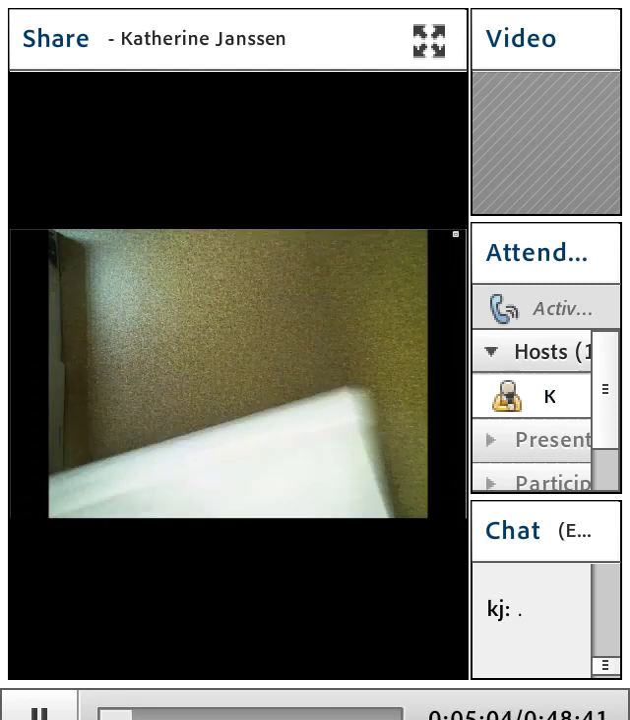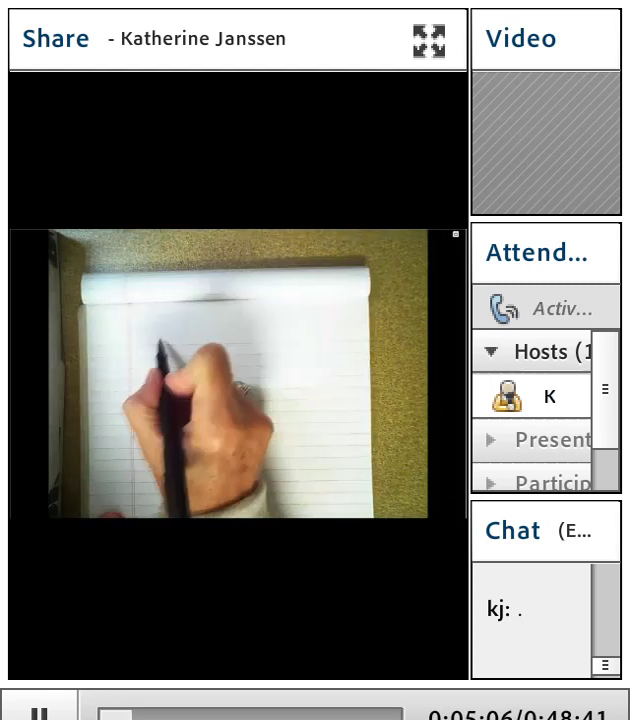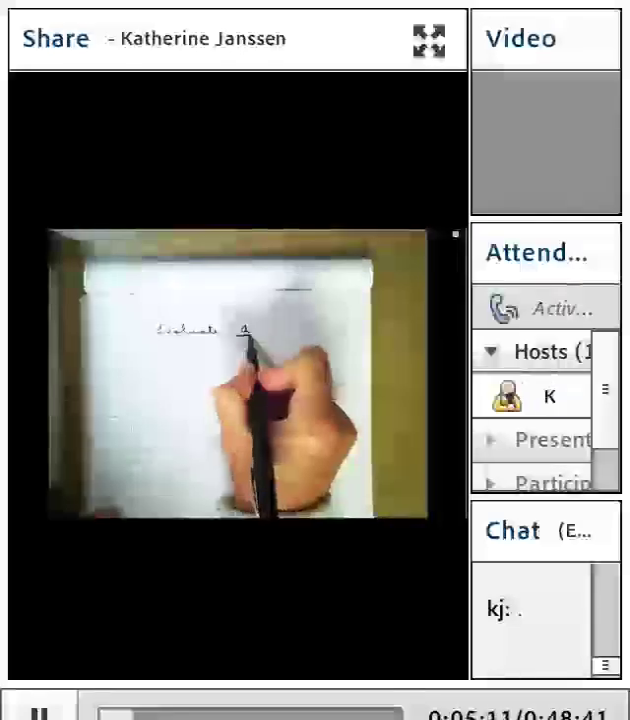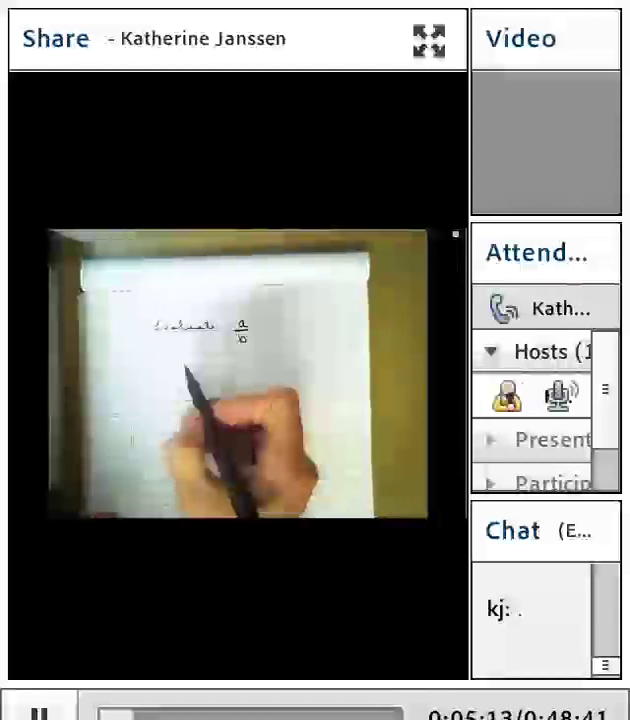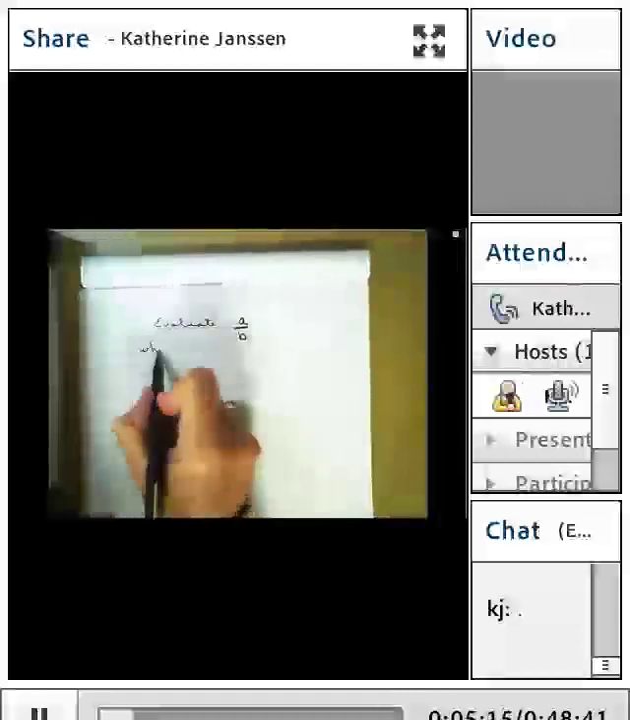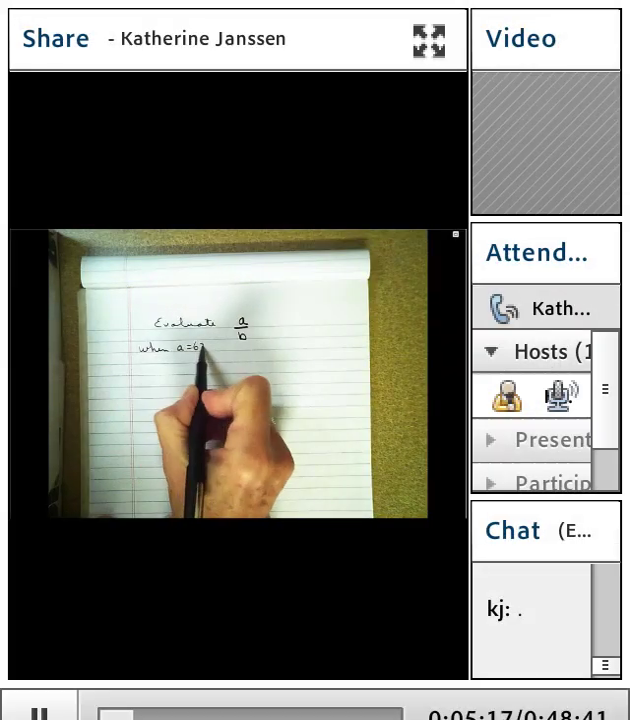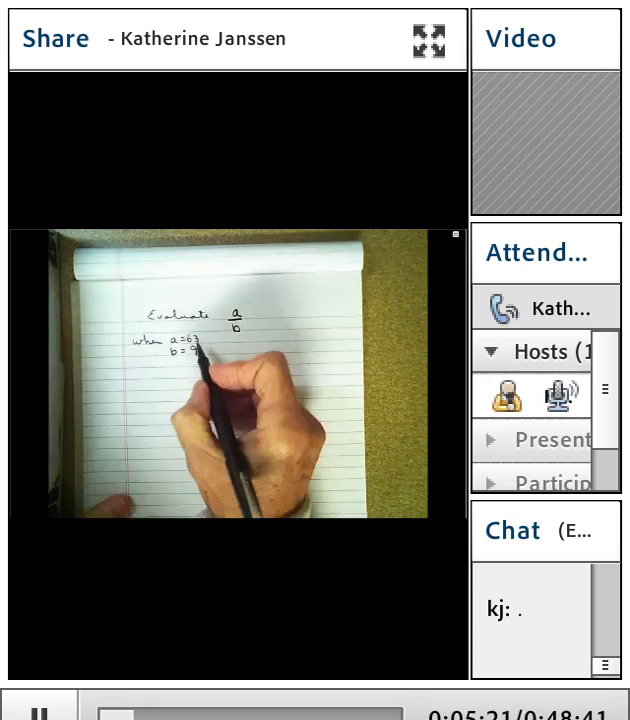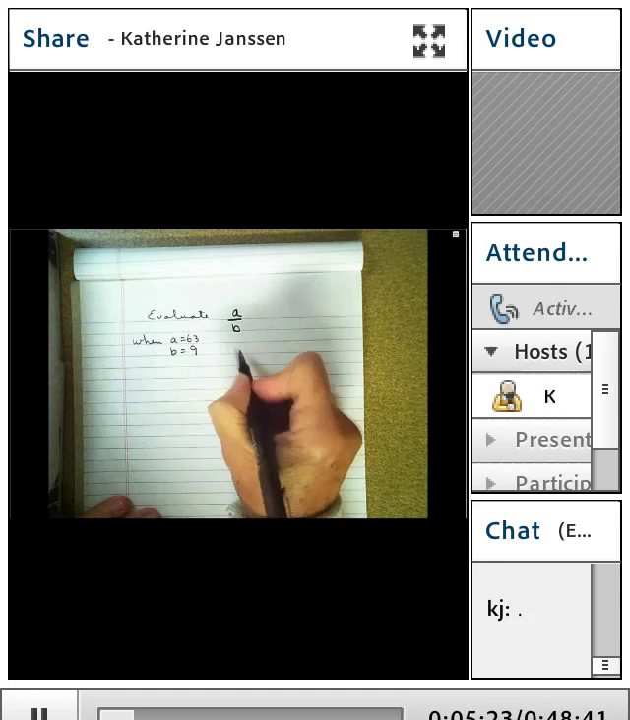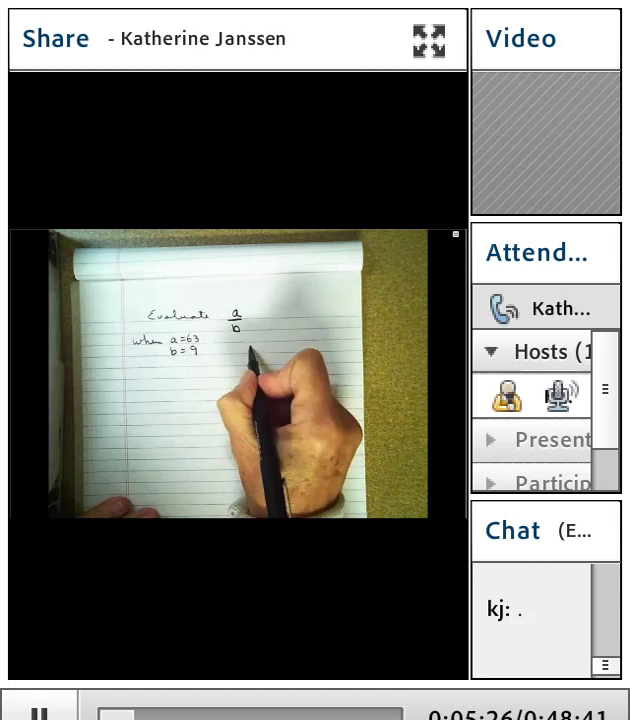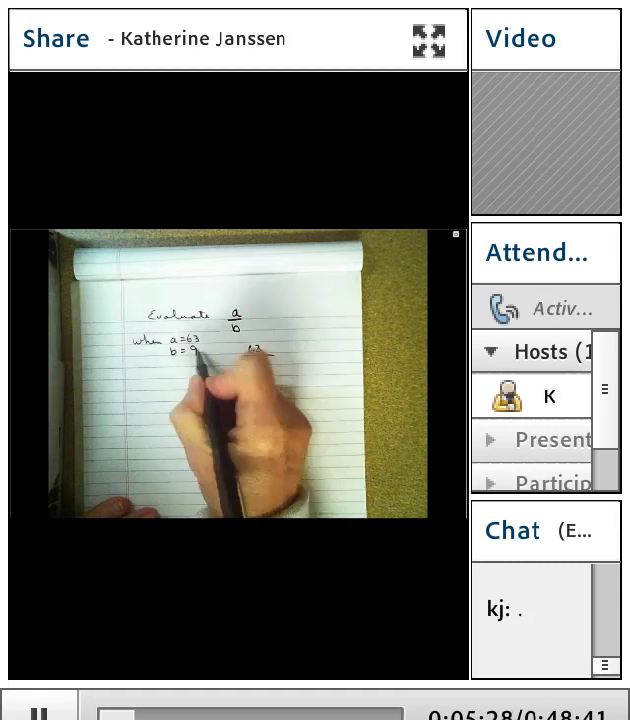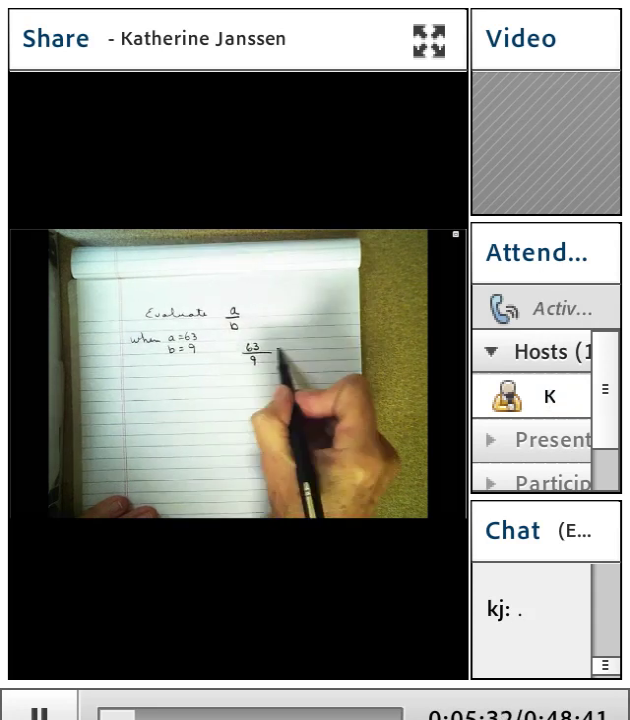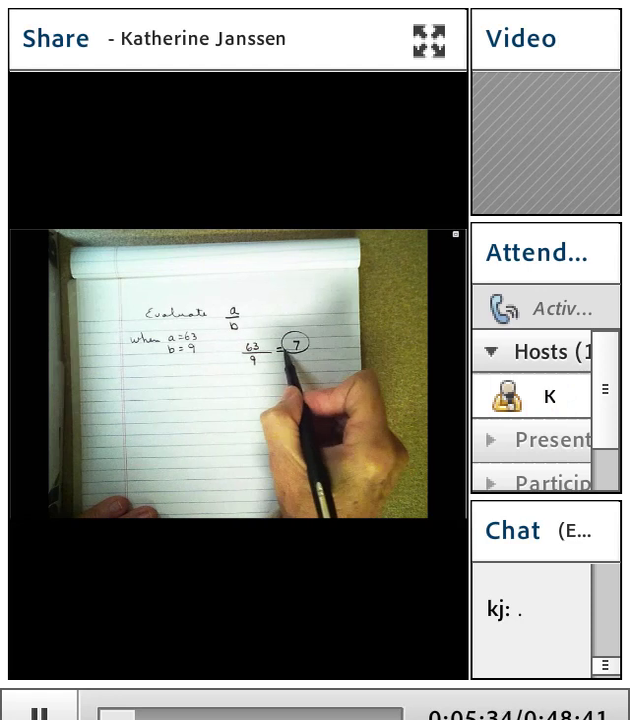We're asked to evaluate. And our expression is A over B when A equals 63 and B equals 9. So at this point in time, I'm going to substitute these data values in for every occurrence of A, 63, and for every occurrence of B, 9. And 9 goes into 63 7 times.